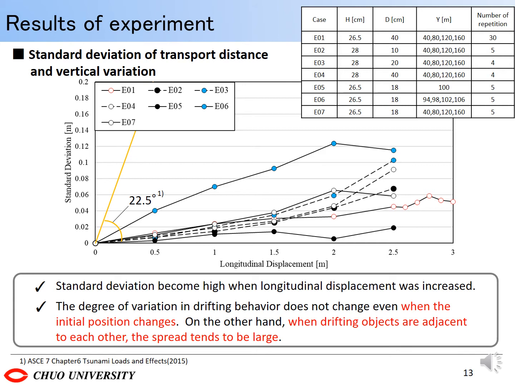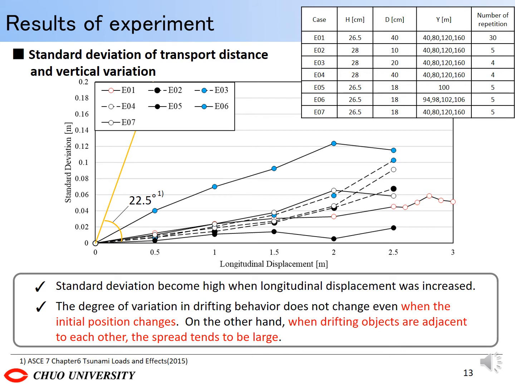The 6 cases other than E06 tended to spread more slowly, and the standard deviation values up to a travel distance of 1.5 meters were almost the same. This shows that the degree of variation in drifting behavior does not change even when the initial position changes. From this, it is considered that the drifting area of objects can be evaluated from the parameters of the wave height and the movement distance at the short line position.